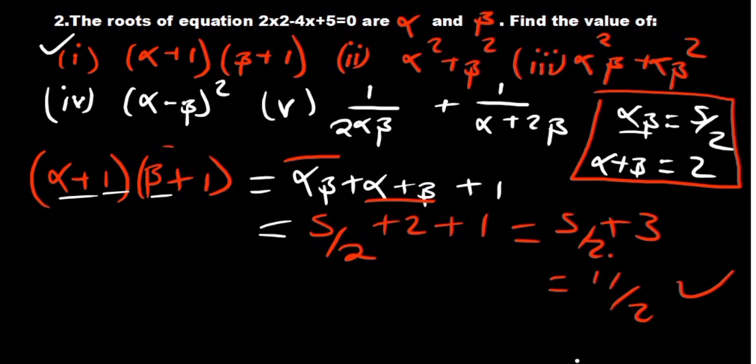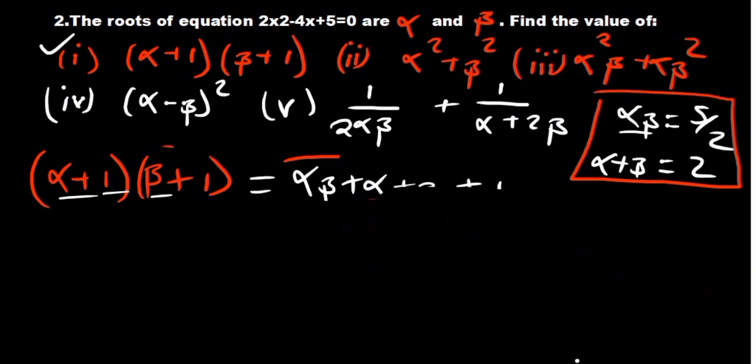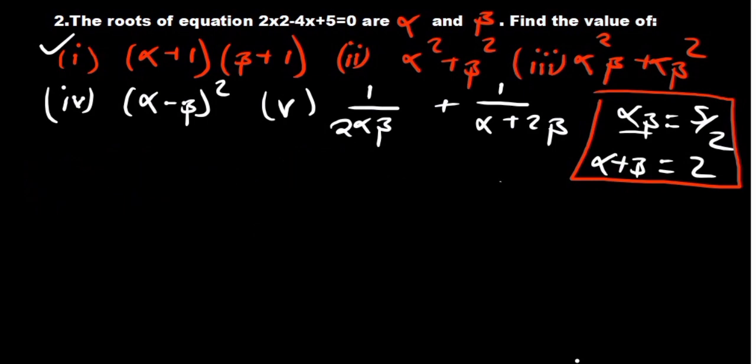We found the value. What is very important is just to be able to express what you've been given in the form of the sum of alpha plus beta and also their product. So question 1 is done.